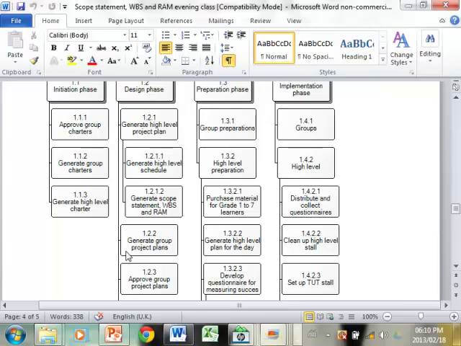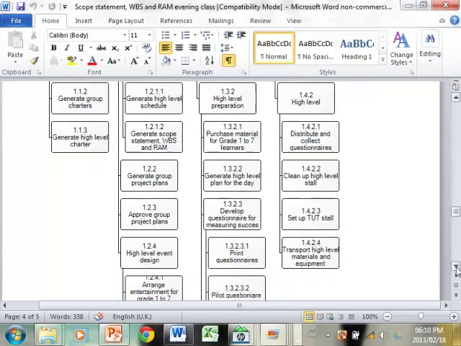All right, and then during the preparation phase, I've said there's the group preparations, and again, to me, that's a black box. You guys are doing that. And then for the high-level preparation, I must purchase the materials. I must do the high-level plan for the career day. You know, what time are we going to get there, and how long is it going to take us to set up, and what time must the kids arrive, and stuff like that.